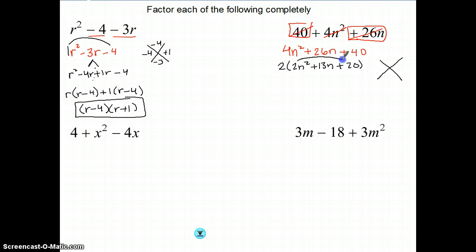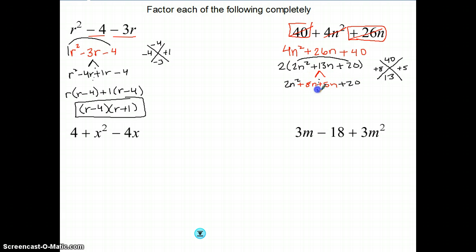Multiplying the first term and the last term, 2 times 20 is 40. And on the bottom, I have the coefficient of the middle term, which is 13. Two numbers that multiply to 40 and add to 13 are positive 8 and positive 5. So I rewrite my 13n in the middle as positive 8n plus 5n. I still have 2n squared in the front and plus 20 in the back.